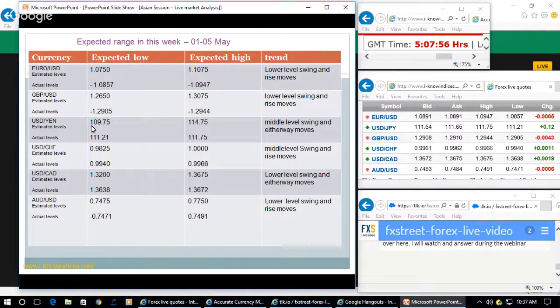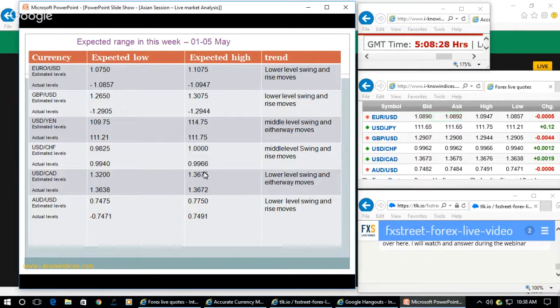Then yen could come down to 109.75 level. The high could be 115 area. Then CHF could make range-bound swings from the parity to the 0.9825 area. Then Canadian dollar from the 1.3675 area, it could come down to the 1.32 area. Good drop they could make in order to handle the derivative market.